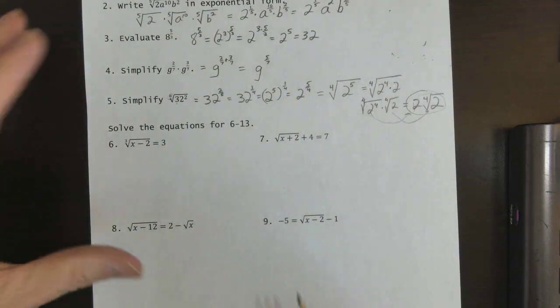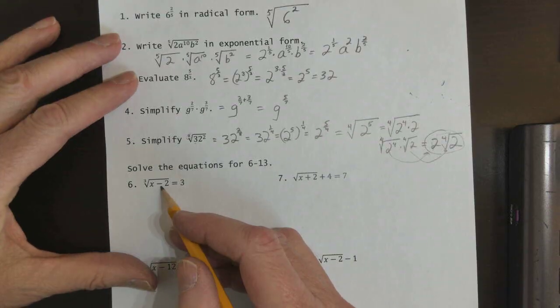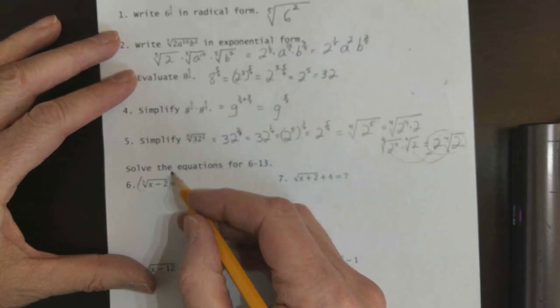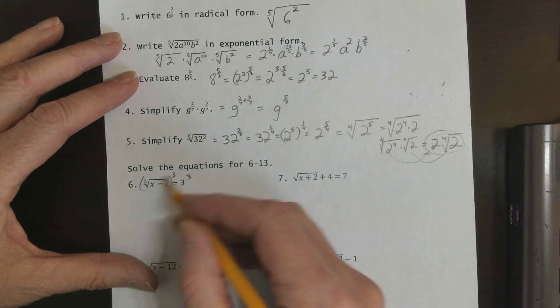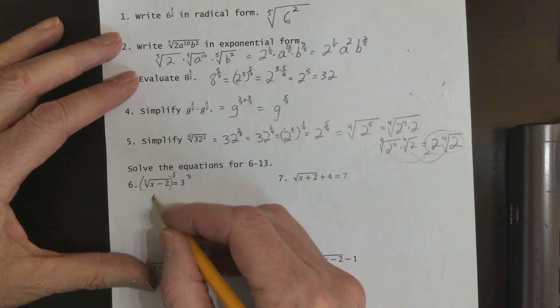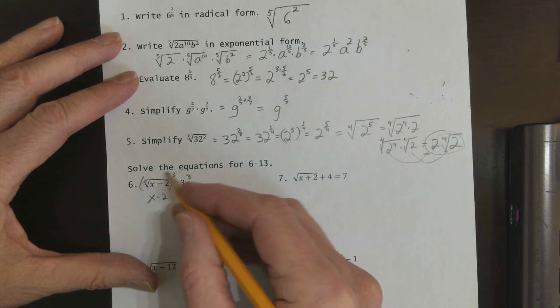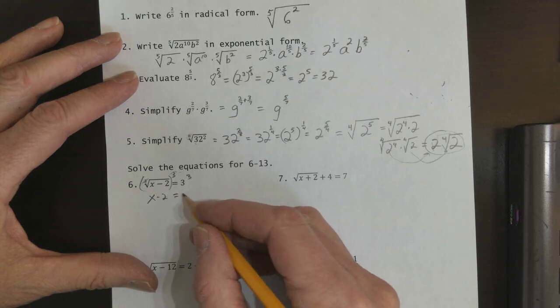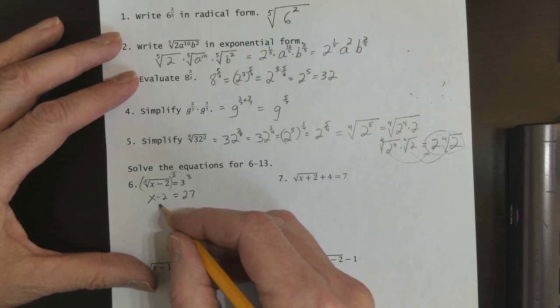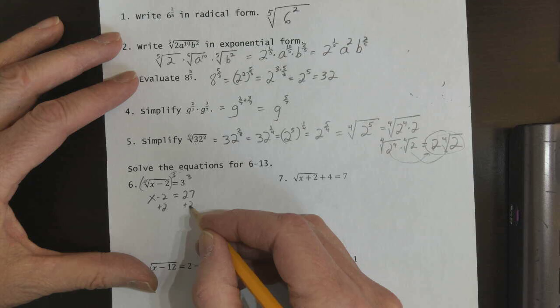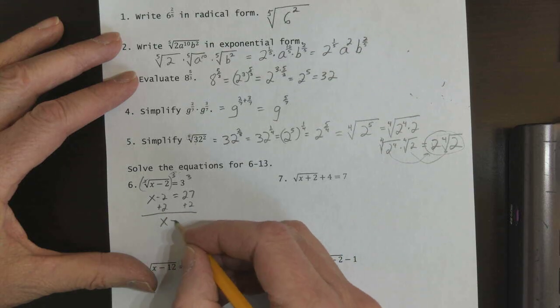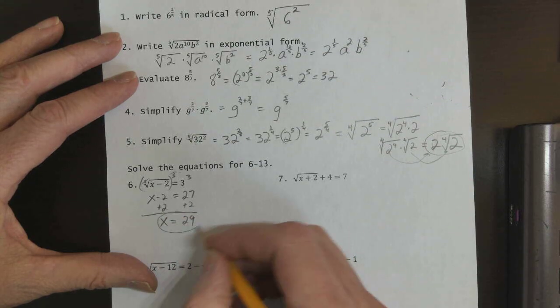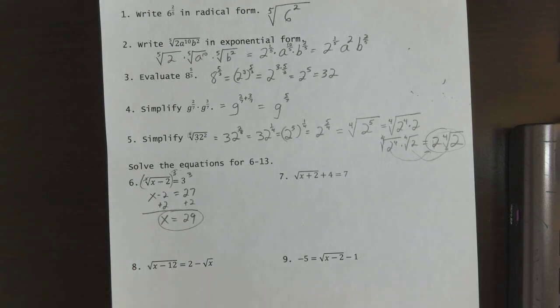Now we have equations to solve. This is a cube root, so I'm going to raise both sides to the 3rd power to get rid of the cube root, the radical. And that's x minus 2 there. The cube root and the 3rd power cancel, and 3 times 3 times 3 is 27. I will add 2, and I get x equals 29. And then we're going to check.